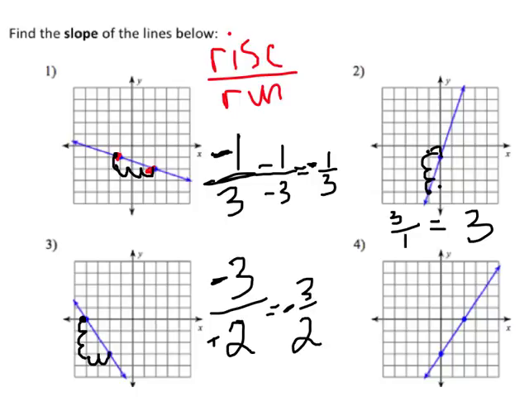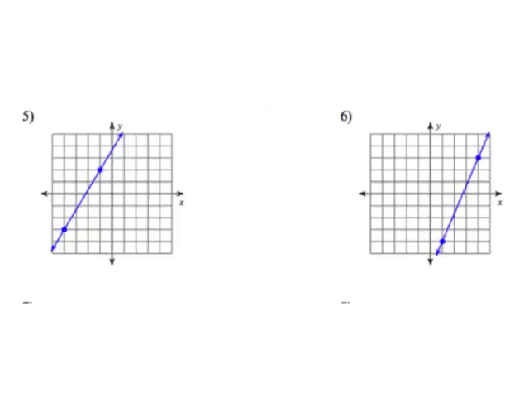Number 4, find your rise. I'm starting at this point, and then I'm going up 1, 2, 3. So it'll be +3, and then I'm going over 1, 2. So it'll be +2. Find the slope of the next two, and then we'll go over it together.